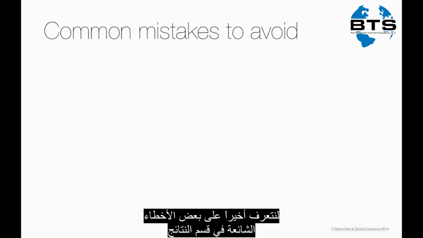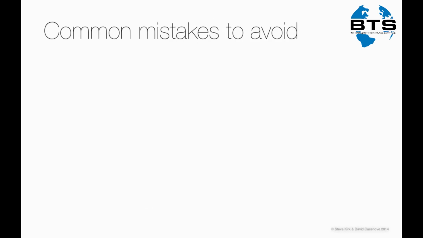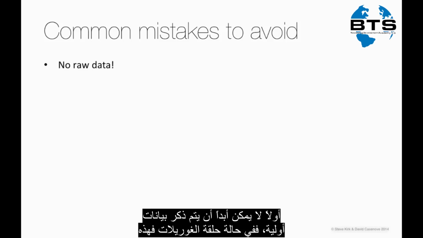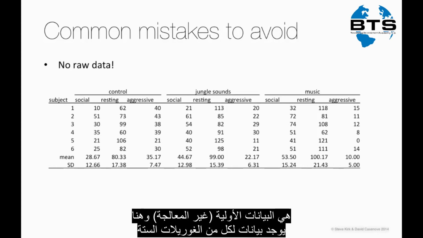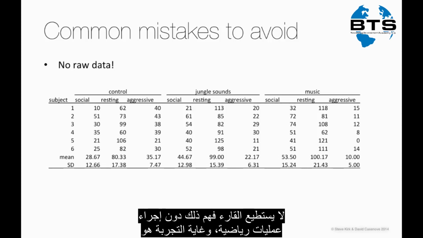Okay, finally, let's go over some common mistakes for the results section. Okay, first, don't include raw data. For example, in the case of the gorillas, this is the raw data. It has the data for each of the 6 gorillas. Readers can't understand this without doing the math themselves.